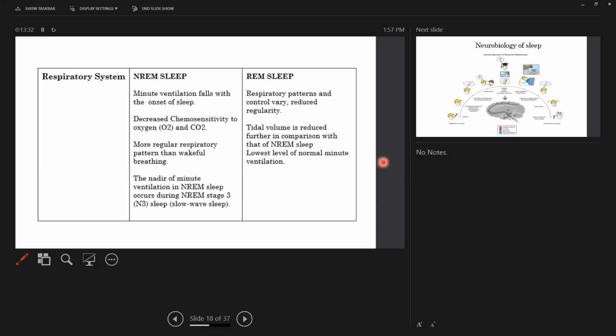In the respiratory system, during non-REM sleep the minute ventilation falls with the onset of sleep. The respiratory pattern is more regular than wakeful breathing in non-REM sleep. The lowest point of minute ventilation in non-REM sleep occurs during stage 3, that is slow wave sleep. In REM sleep, the respiratory patterns vary, with reduced regularity. Tidal volume is reduced further in comparison to that of non-REM sleep.